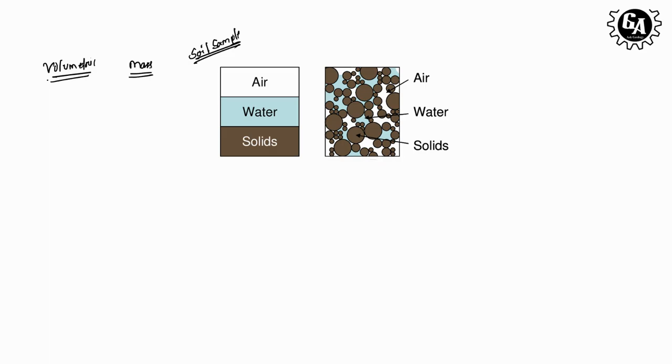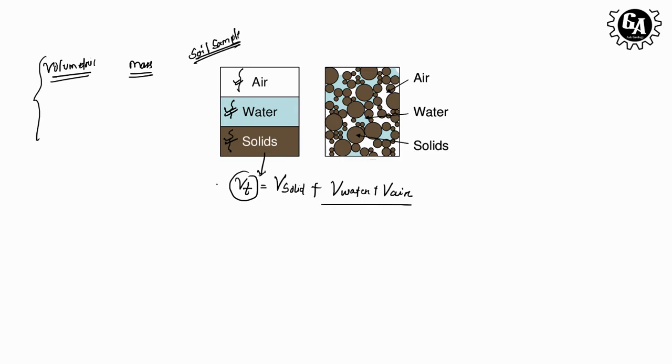In this case, what will be the total volume? This total volume will constitute the volume of the solid plus the volume of your water plus the volume of your air, isn't it? Because you can see volume of solid is there, volume of water is also there, and volume of air is also there. In this case, this is the volume of water, this is the volume of solid, and this is the air.